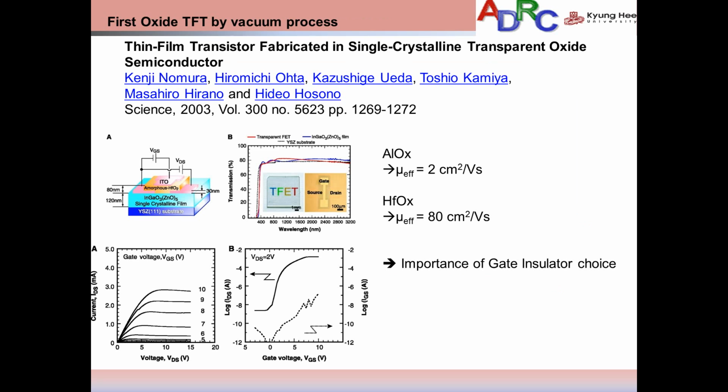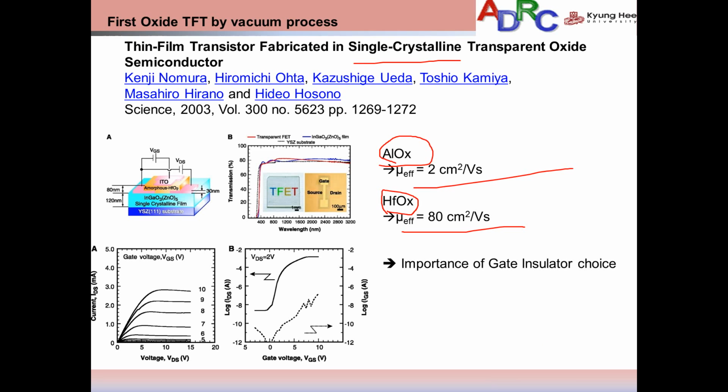So finally, to talk about the different TFTs, the vacuum one. In the case of the vacuum one, the TFT is the first one which has been reported. This one is not amorphous but single crystalline, but still the mobility was very high, and it was depending on the gate insulator which was used. In the case of hafnium oxide, the mobility was around 80 centimeters square per volt second, while in the case of aluminium, only 2 centimeters square per volt second.